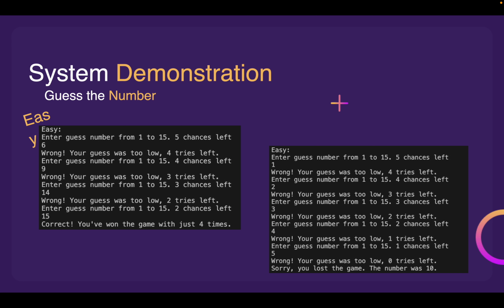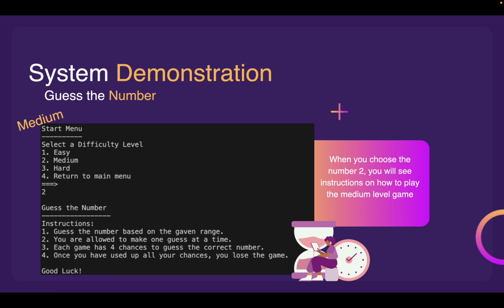If you win, you will receive feedback showing how many tries it took you to win. And if you lose, while playing on this level, you will receive feedback at the end of the game about the number you need to find. And at the end of the game, the start menu comes back to the screen.